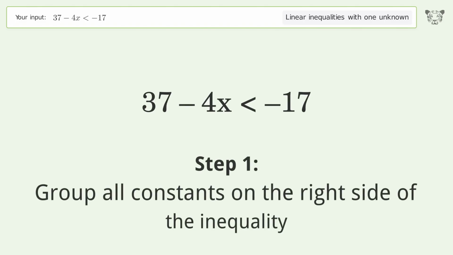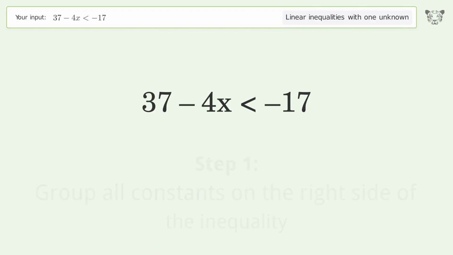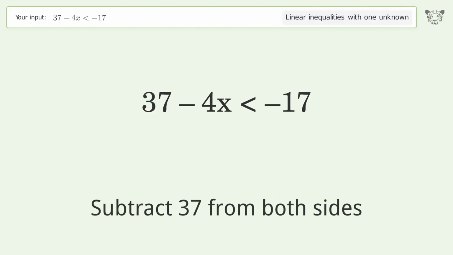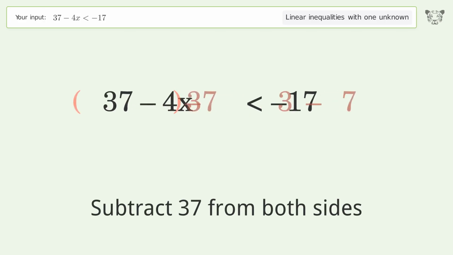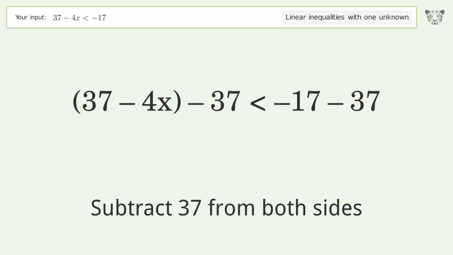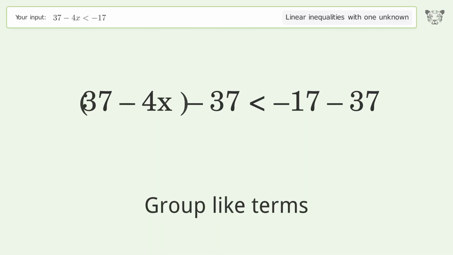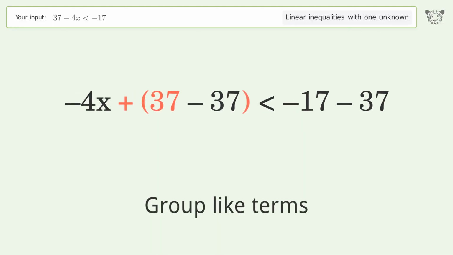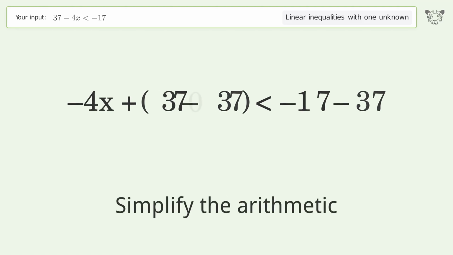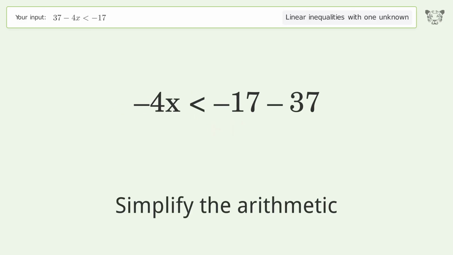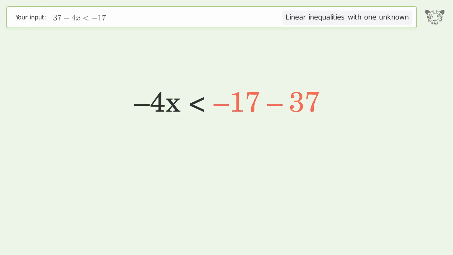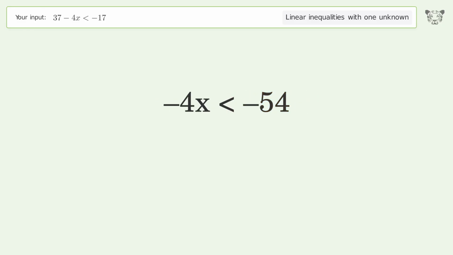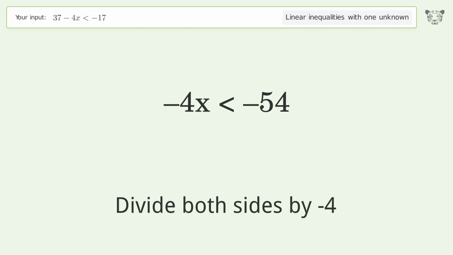Group all constants on the right side of the inequality. Subtract 37 from both sides. Group like terms. Simplify the arithmetic. Isolate the x. Divide both sides by -4.